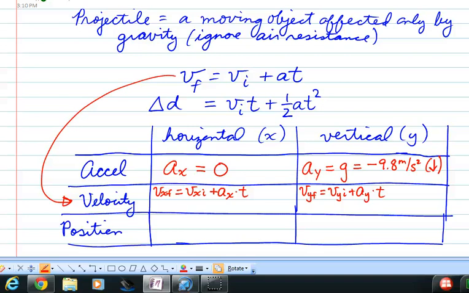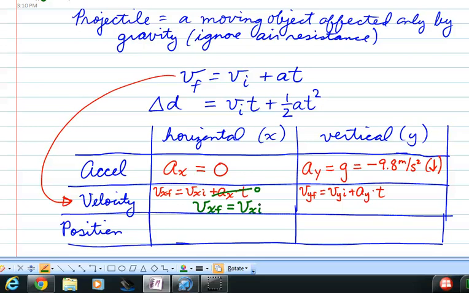Well, for the horizontal direction, we know what ax is. ax is actually 0, so this entire term is 0. And what we get is that Vx final is equal to Vx initial. That's important. What does that mean? Well, it means that if we have a projectile moving, it will keep a constant horizontal velocity. So it will always cover a constant amount of distance in a certain amount of time in the x direction.